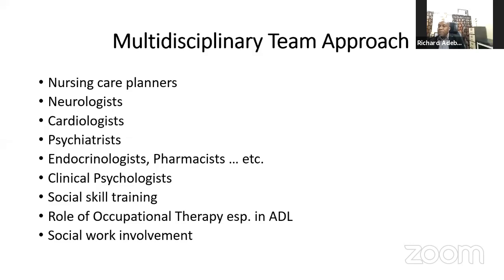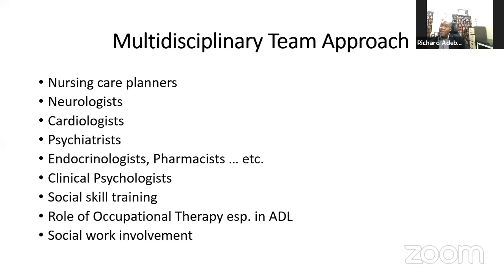I also talked earlier that neurologists also play their own roles here. So also cardiologists who have been managing patients earlier with cardiovascular issues. Later on, they discover their patients are having memory issues. So they refer the patient either to see neurologists or psychiatrists. Endocrinologists also have a role to play. Pharmacists have a lot of roles to play, which I will talk about later. Clinical psychologists, social skill trainers, occupational therapy.